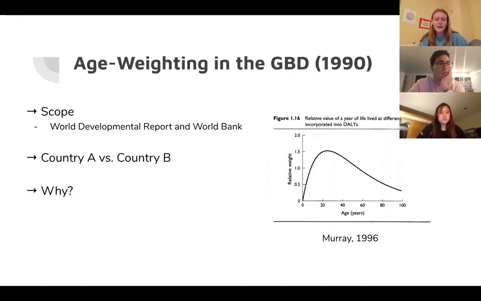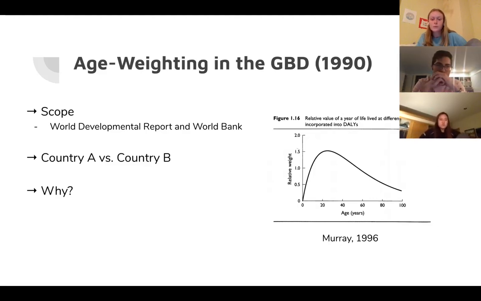So now we're going to talk about age weighting in practice. Age weighting was used in the GBD in 1990. Practically, we would not use age weights to make the sorts of treatment decisions that you see in the case of Jack and Jill. However, age weights are very important for policy decisions.